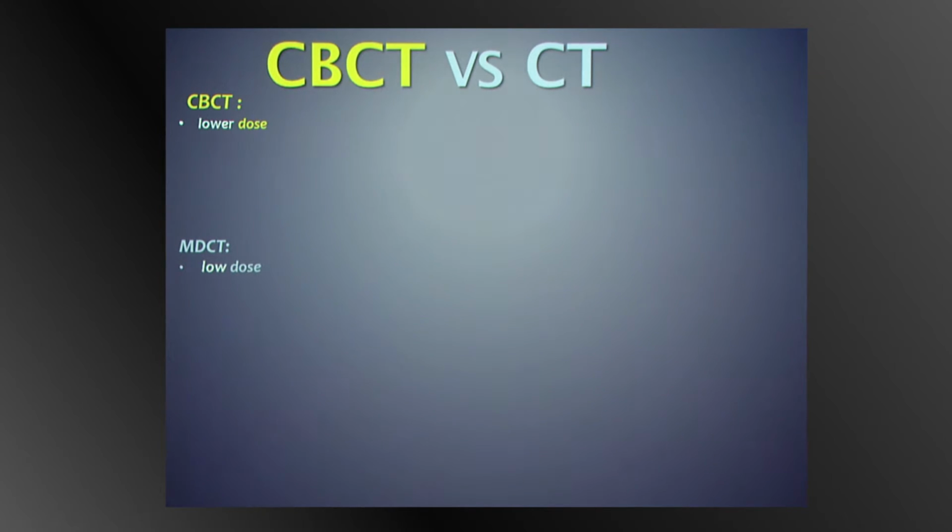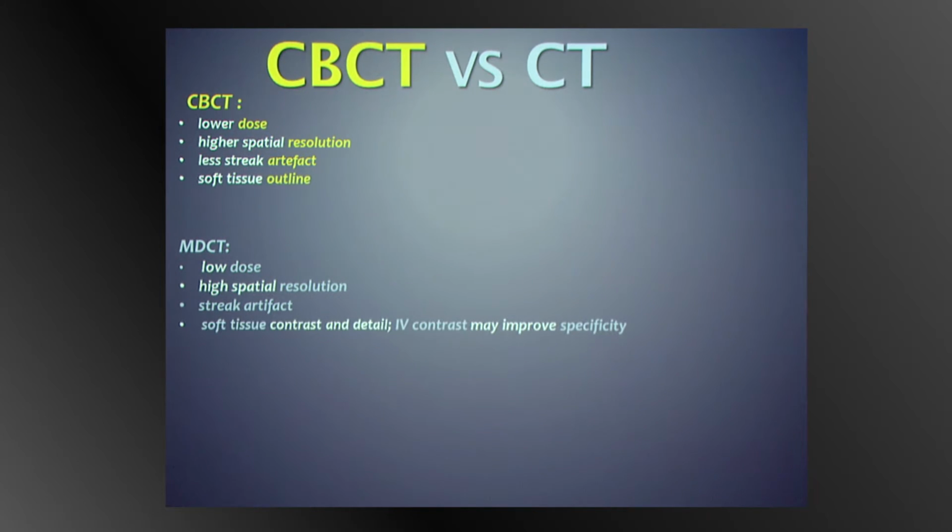So if we compare, cone beam's a lower dose, multi-detector CT is a low dose. They're both high spatial resolution, cone beam slightly better, less streak artifact with cone beam, soft tissue outline but no internal detail, and we know that CT soft tissue contrast is good and it's improved by intravenous contrast.